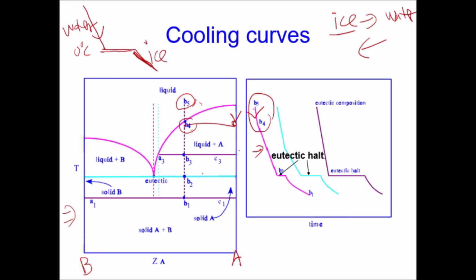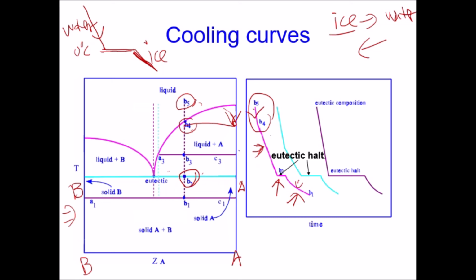But for a mixture, you don't see a flat line when A starts to freeze. You see cooling with a different slope until B2. What happens at B2 is that all the liquid freezes and becomes two solids, solid A and solid B, and so you see a flat line. This is called the eutectic halt. At the eutectic halt, all liquid becomes solid, and then the two solids cool down, again with a different slope.